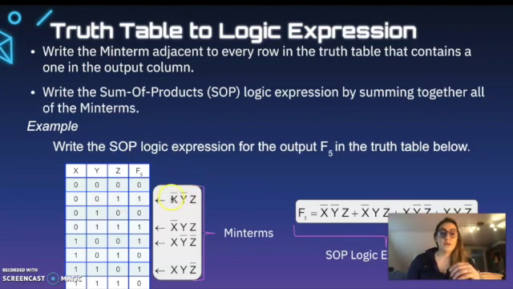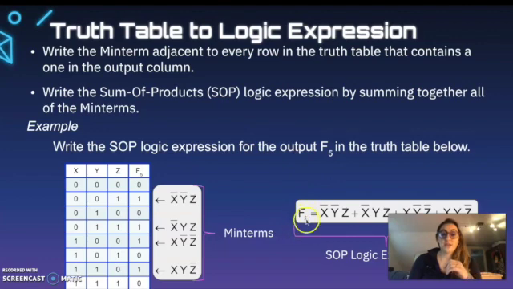So after we write all of the min-terms for any row that has an output of a 1, we then need to combine them together to create something called a sum of products logic expression. So basically we are combining all of these together to be able to express what is happening in our circuit. So if we look at this, this is our SOP logic statement.